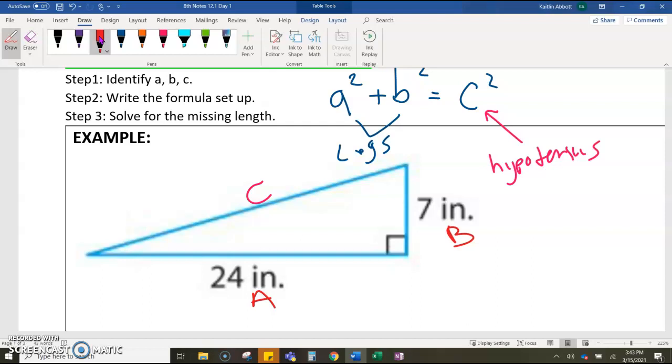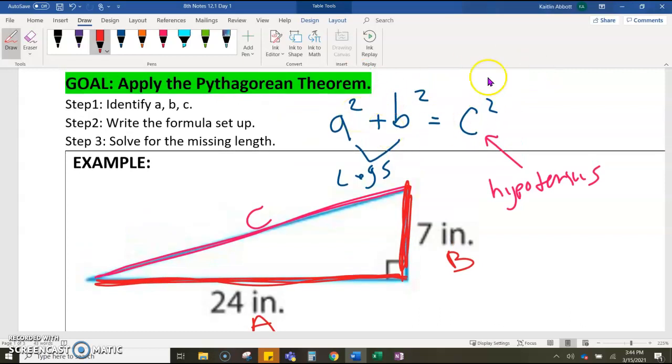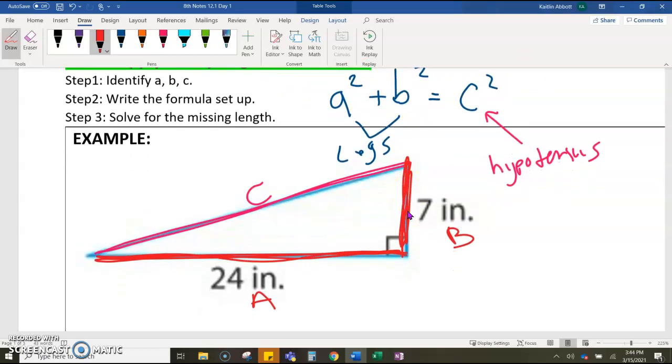The hypotenuse is always the longest side, and the legs are the two shorter sides. I shouldn't have picked red and pink. They look really close. The hypotenuse is always the longest one, and that one's always going to be C, and then the legs are either going to be A or B. Then we're just going to plug these numbers into our formula all the time. This is a formula that's never going to go away. It is definitely a formula you will just memorize and keep with you for the rest of your math career.